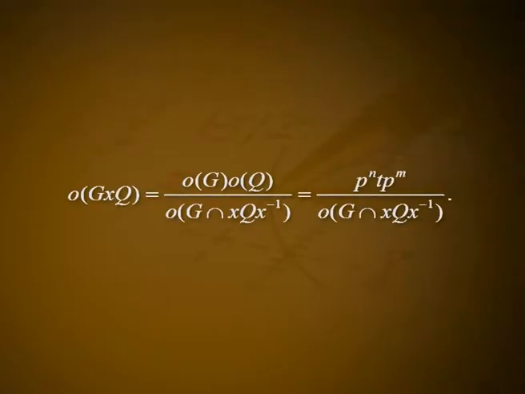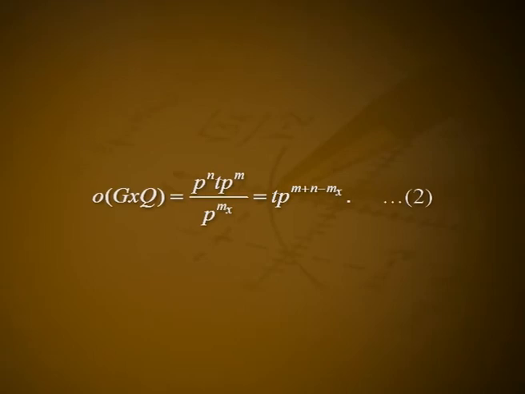Consider the double coset decomposition of M given by G and Q. M is equal to the union of GxQ, where x corresponds to one element from each double coset. Then the order of GxQ is equal to the order of G times the order of Q divided by the order of G ∩ xQx⁻¹, that is equal to p^n t p^m divided by the order of G ∩ xQx⁻¹. Since G ∩ xQx⁻¹ is a subgroup of xQx⁻¹, its order is p^(m_x). Claim: m_x = n for some x belongs to M.